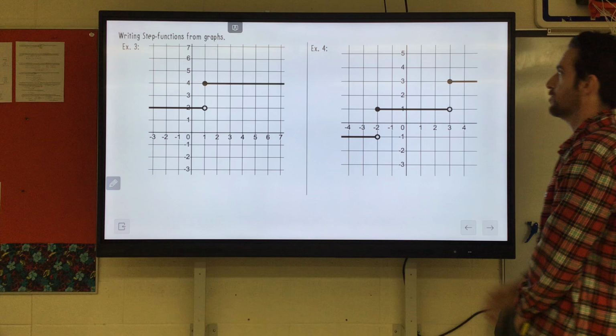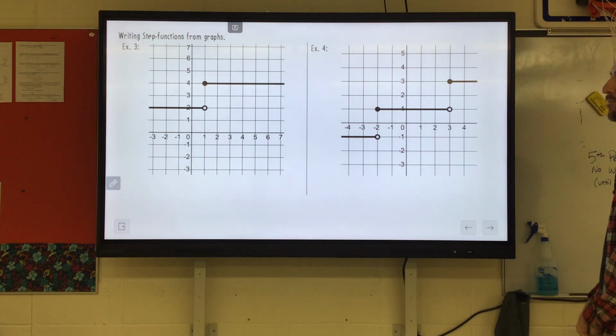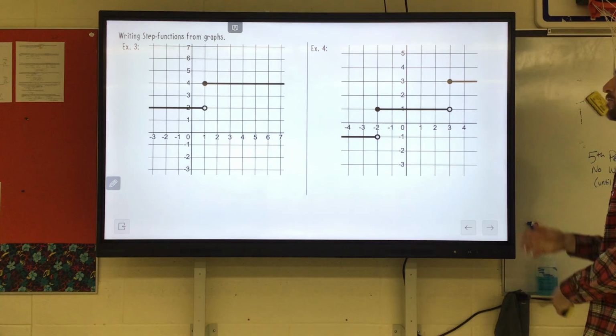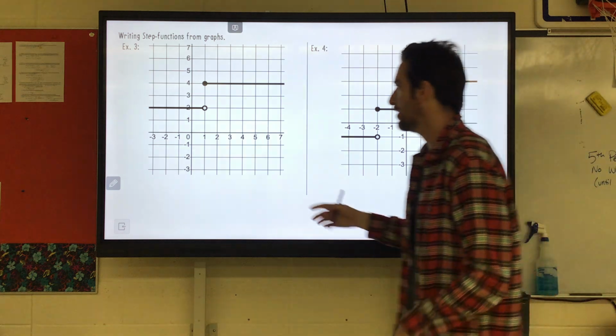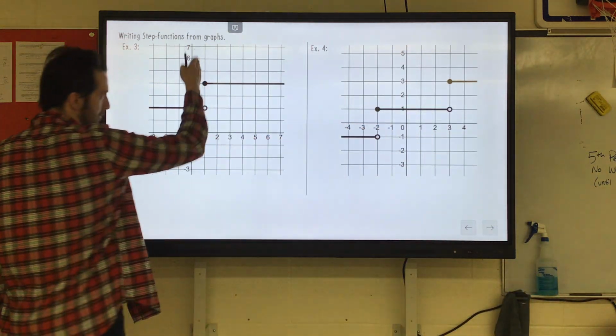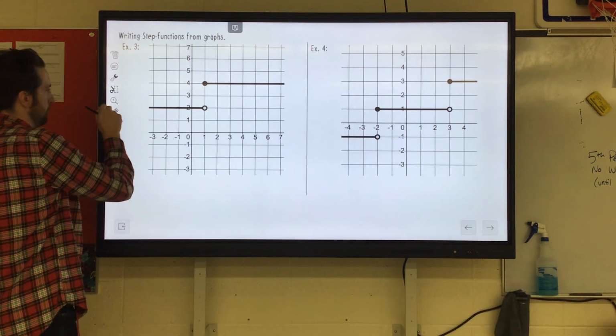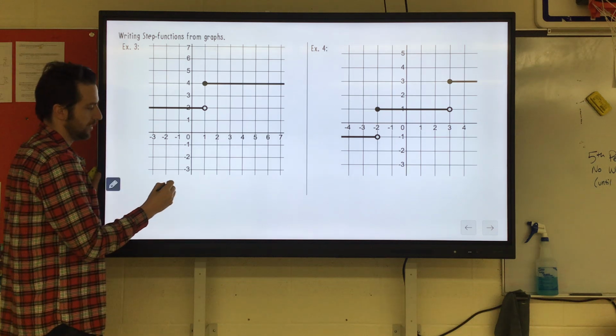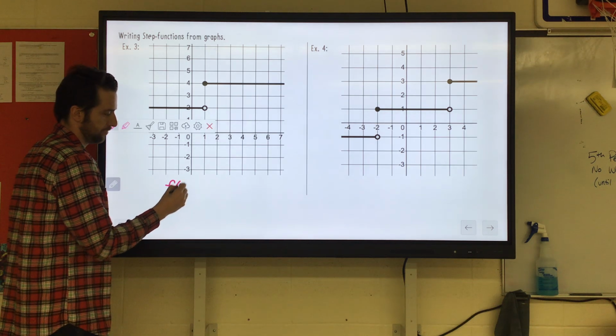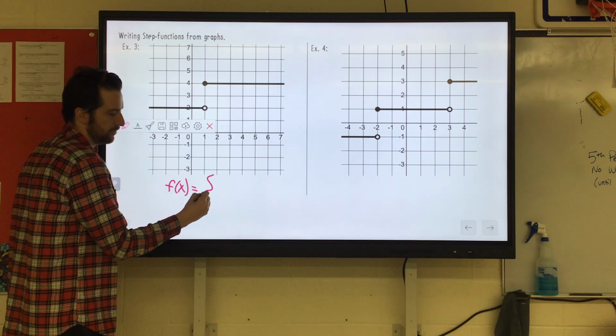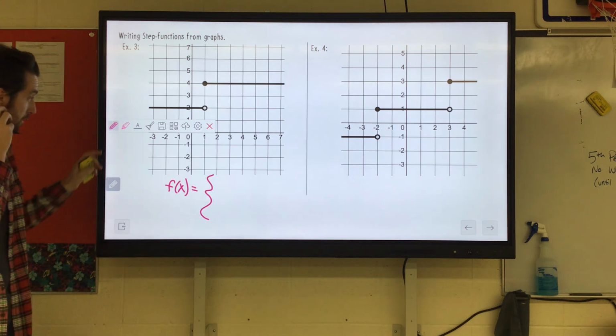All right, let's see what else we got. Ooh, write a step function from the graph. So let's look at the dividing line here. I see it's changing over at 1. So we'll say f of x equals, and then we do that fun parentheses.